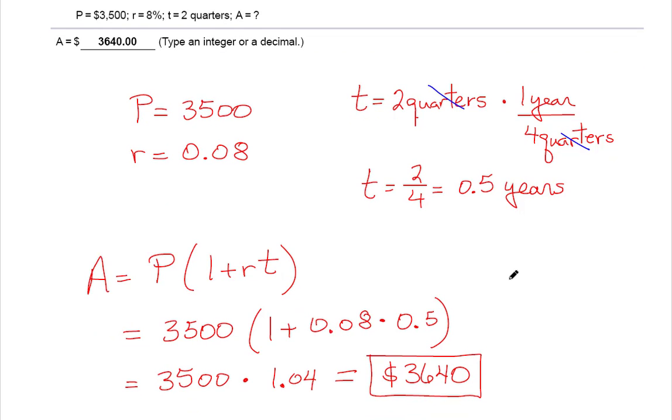Well, with that, we are off and ready to go. Principal times 1 plus rate times the length of time. All right, so when I do 0.08 times 0.5, I get 0.04, add 1, so 1.04. And that's multiplied by 3,500. And so I get $3,640.